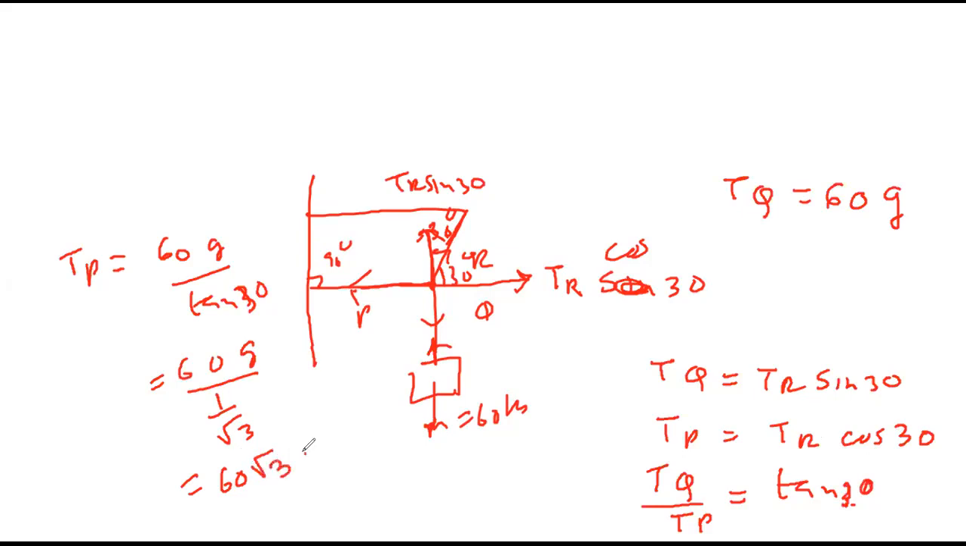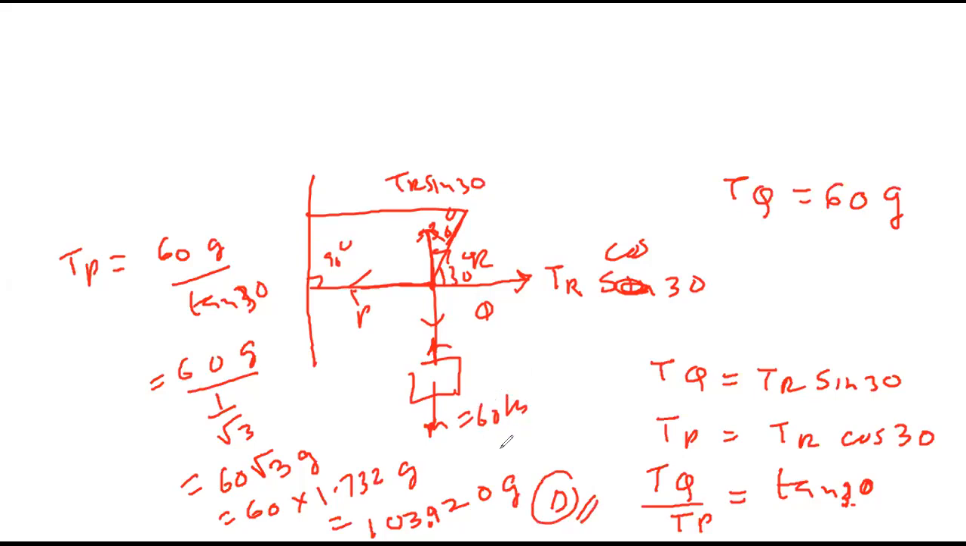Okay. So 60 root 3 into g. That means 60 into 1.732 into g. 6 2s are 12, 6 3s are 18 and 1 is 19. 6 7s are 42 and 1 is 43, carry 4. 6 and 4 is 10. And after 3 digit decimal, 103.9 g. That is nothing but option D. Followed? Yes. Okay.